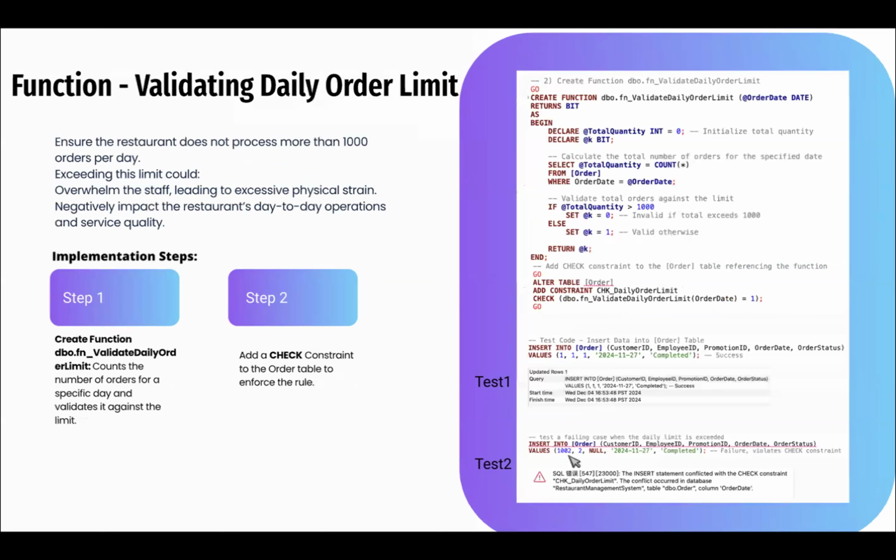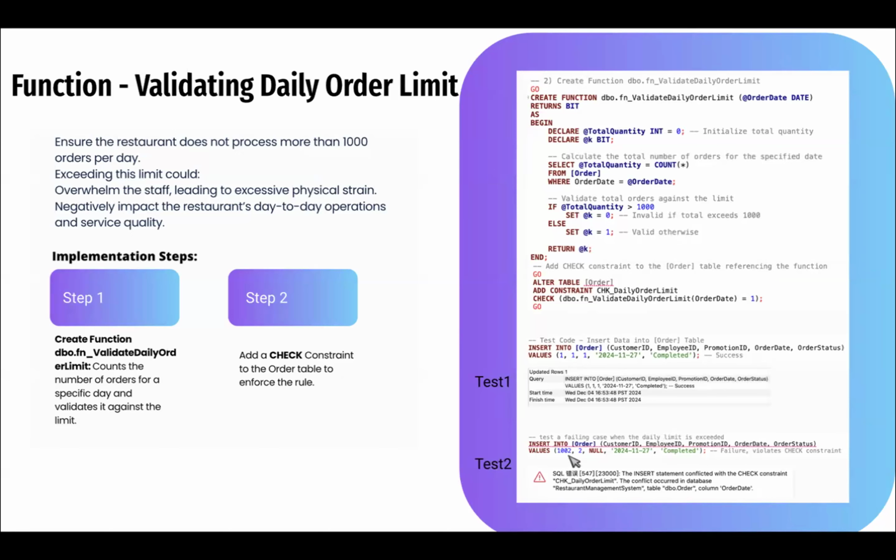And the next, now we move to another challenge. If a restaurant processes too many orders in one day, the staff might be overwhelmed, leading to physical strain and disruptions to daily operations. To avoid this, we need to cap daily orders at 1,000. So we created a function to count the total orders for a specific date and validate it is under the limit. Then we apply this function as a check constraint to the order table.